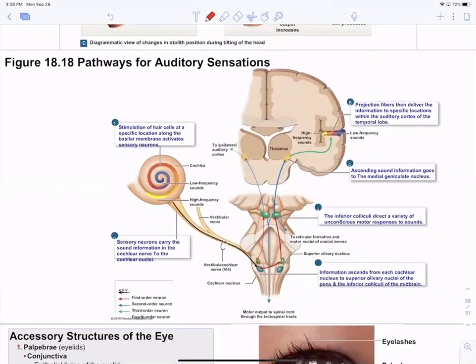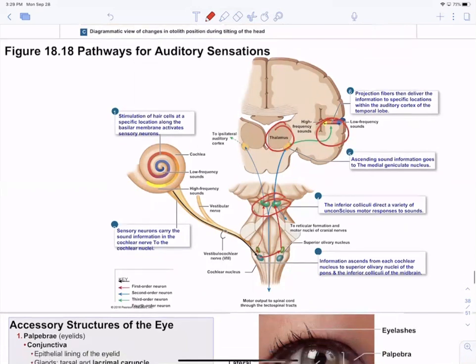Pathways for auditory, your vestibular cochlear nerve is coming in. It synapses here in the midbrain, or the pons, and then the midbrain here, and then the thalamus, and then the temporal lobe. So kind of going through the sensory pathways.